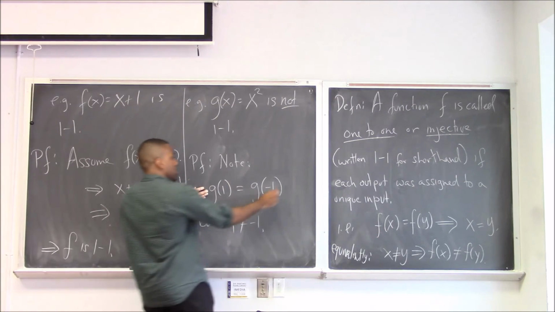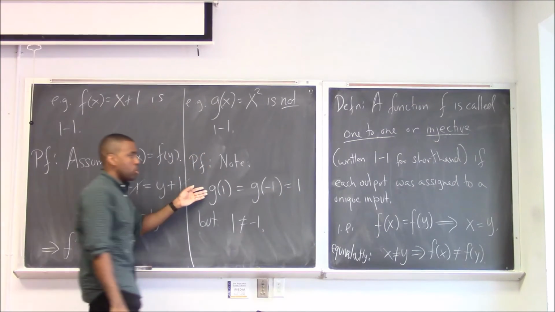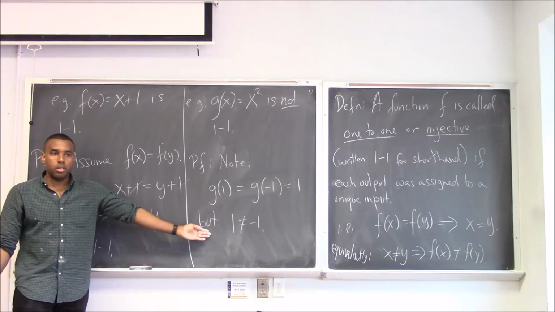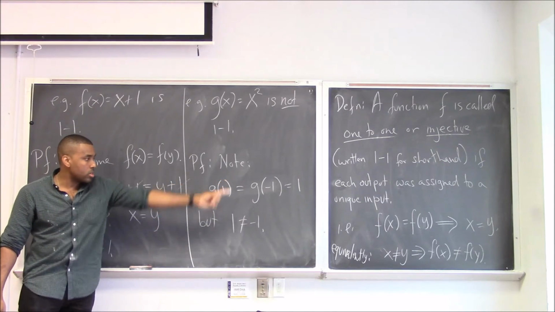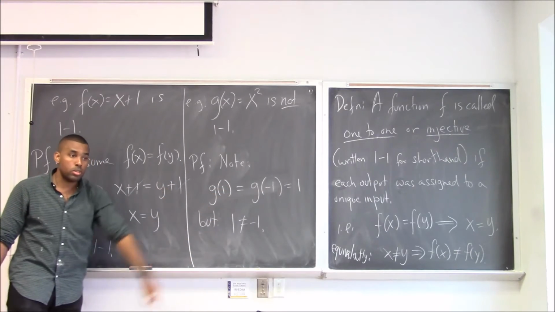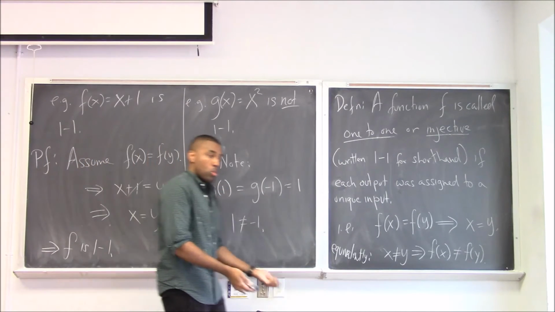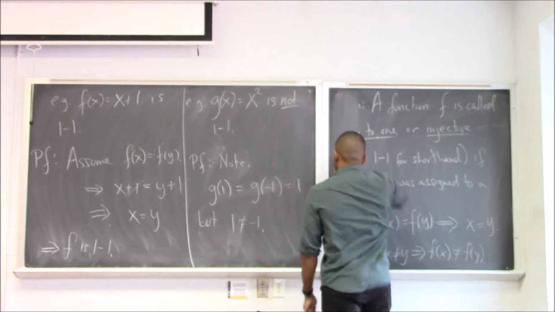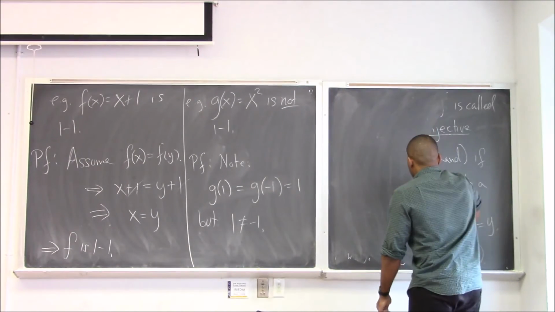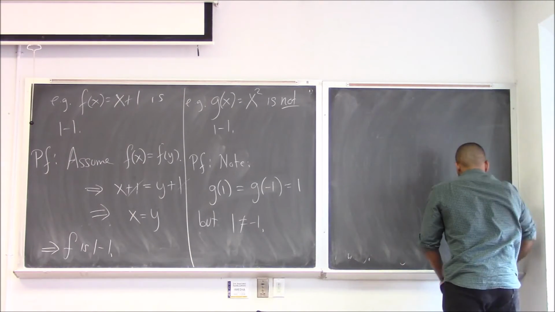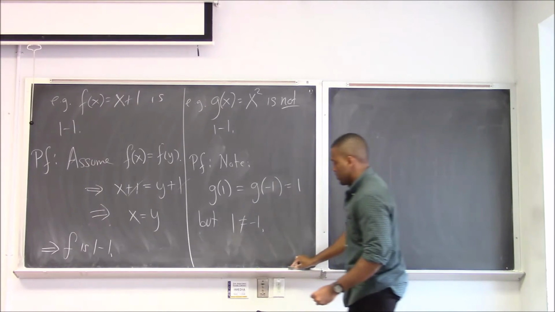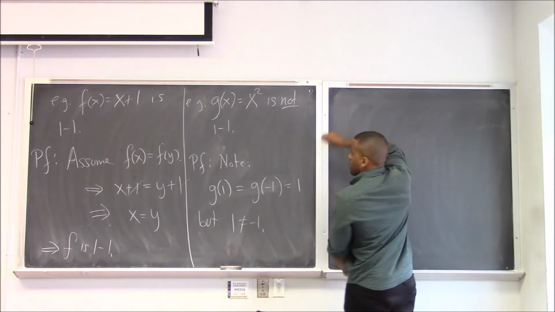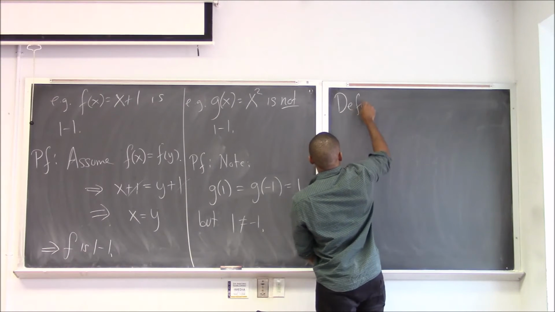These would both give me 1 as the output, but I got that from different inputs. So there isn't just one thing that maps to the output. There are two things that map to that output, two or more. So that's not a one-to-one function. We'll talk about another definition.